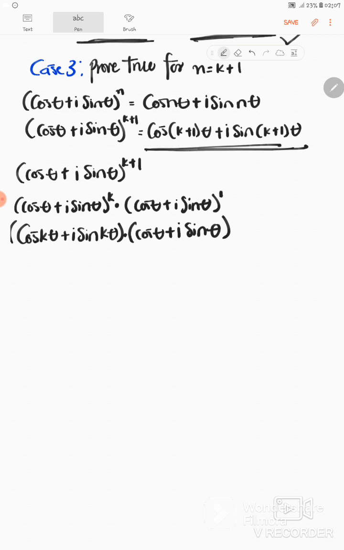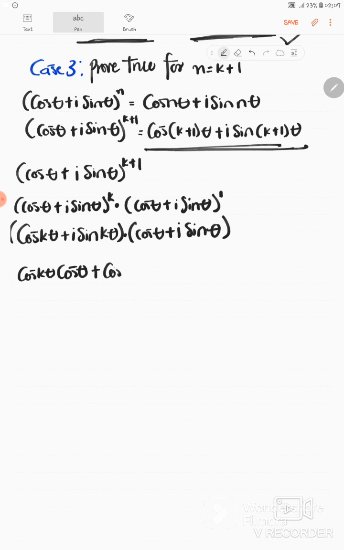Now let's start by multiplying, like opening the brackets. This will times this, and this will times this, this will times this, and this will times this. I hope you all know. Now let's start multiplying this. That will be cos k theta times cos theta, that is cos k theta cos theta, plus cos k theta times i sin theta.